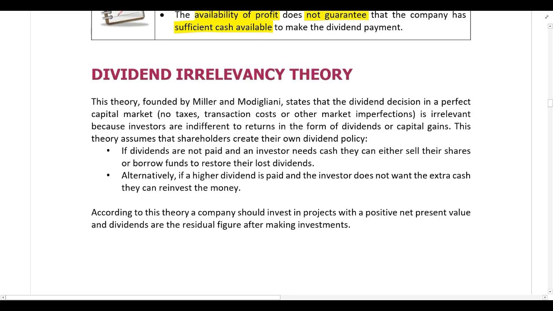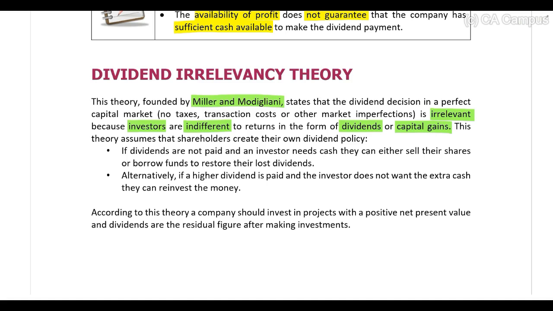If we then look at the dividend irrelevancy theory, this theory was founded by Miller and Modigliani, and they believe that the dividend policy of a company is irrelevant because investors are indifferent to returns in the form of dividends or capital gains. So in other words, they are saying the dividend policy of a company doesn't matter because shareholders or investors don't care if they get their return in the form of dividends or capital gains.